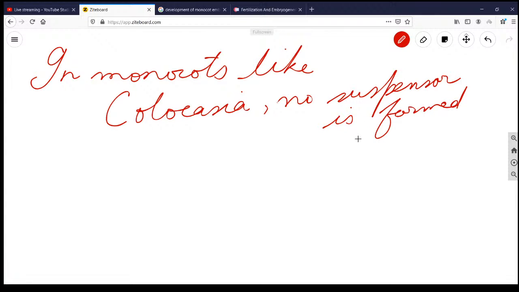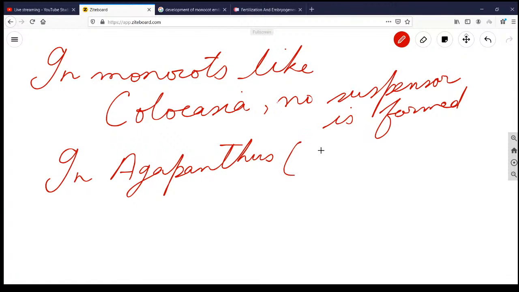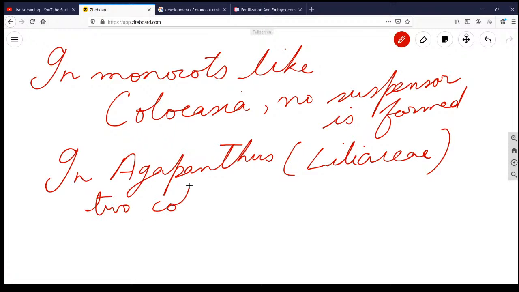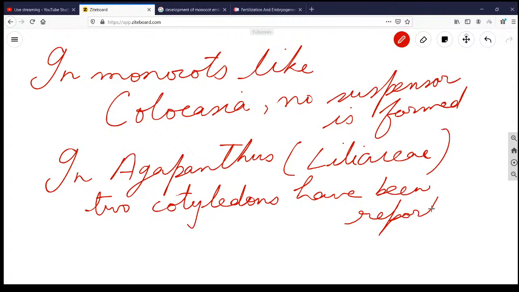Okay, in Agapanthus, which belongs to the family Liliaceae, two cotyledons have also been reported. Okay, so it's not a hard and fast rule. So you can see two cotyledons have been reported also.